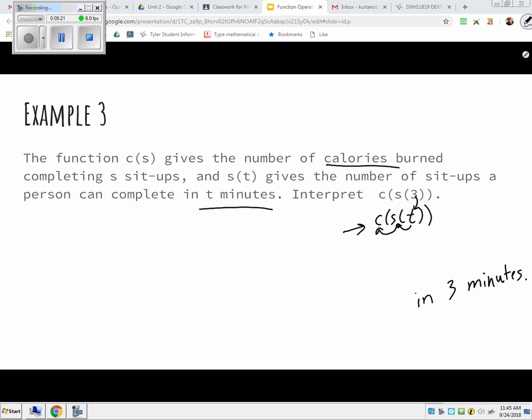So altogether, I'm not really talking about the number of setups I do. Rather, if I just do this activity for 3 minutes in the middle, my outcome will be the number of calories burned. So we can just put number of calories burned in 3 minutes. And that would be my interpretation. Or you might say after doing setups for 3 minutes, the final answer gives me the number of calories that I burned.